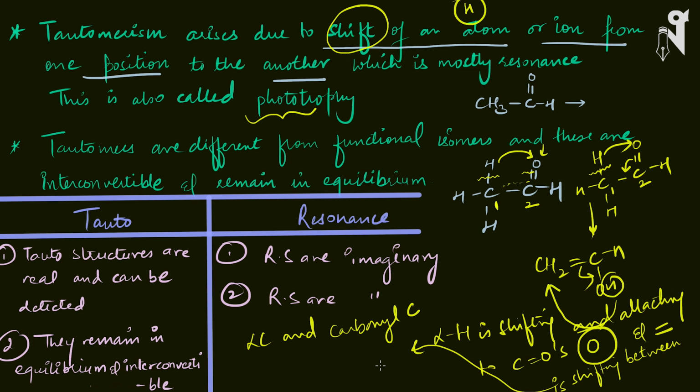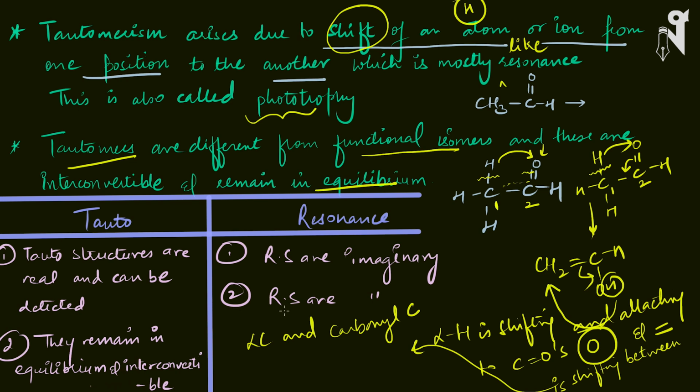So now we have got it. Tautomerism is different from functional isomerism. The tautomers are different from functional isomers, and these are interconvertible and remain in equilibrium. So they exist together in equilibrium. These are not independent structures, they are interconvertible. And as I said, tautomerism is similar to resonance but not exactly resonance.